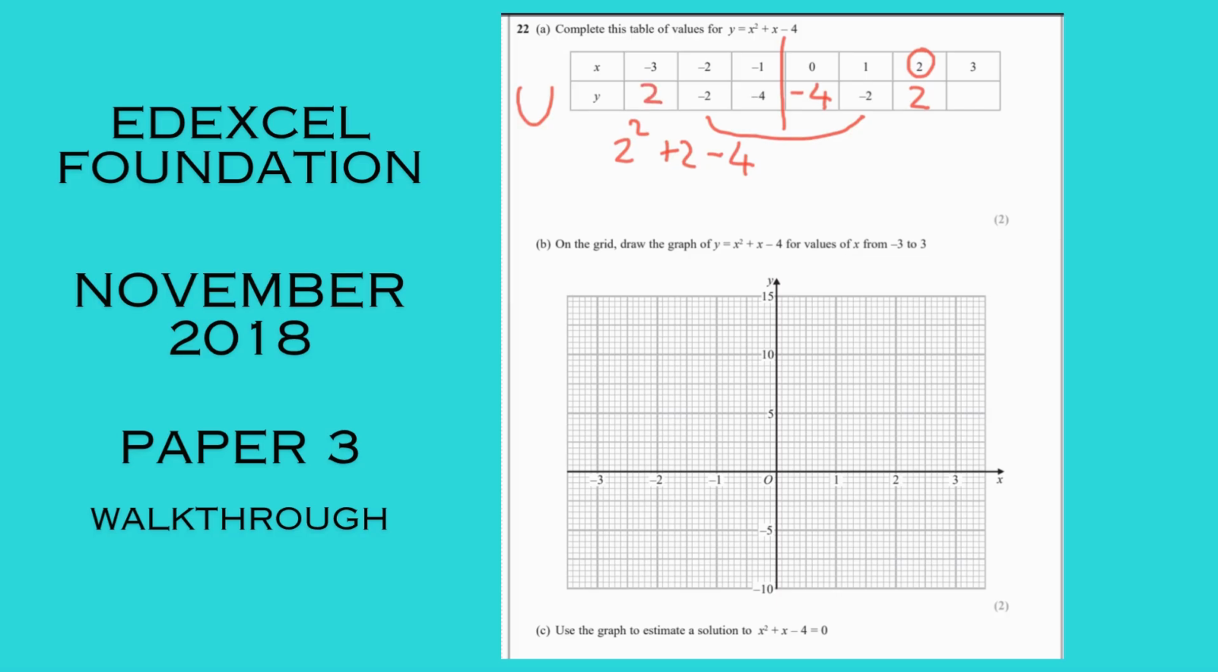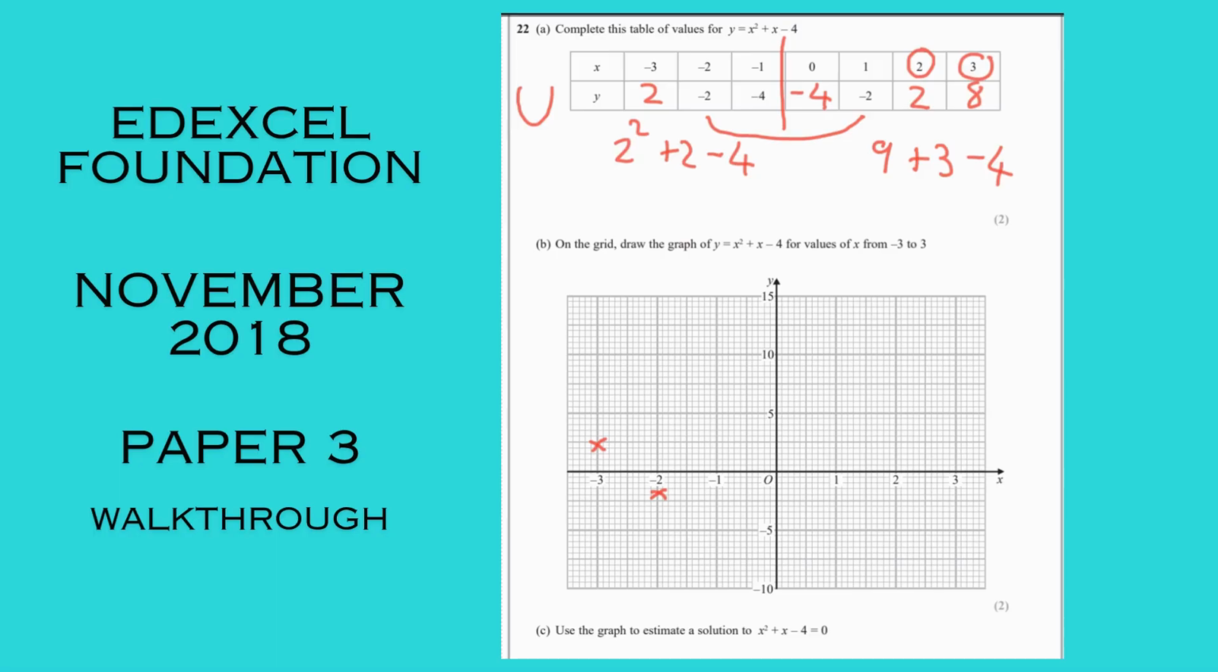2 for the price of 1. In goes the 3. So we get 3 squared plus 3, take away 4 equals 8. So get these plotted. -3, 2. And I'm going to make an absolute mess of this. So again, if yours is not as good as mine, you must do it again.